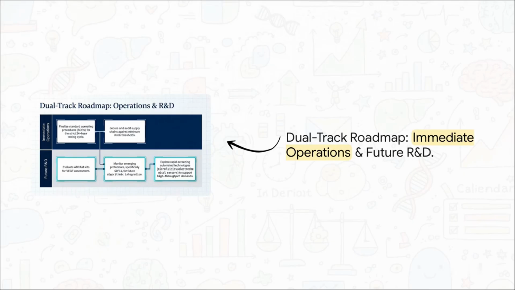Now, while immediate operations are locking down standard operating procedures for this insanely tight supply chain, the future R&D track definitely isn't sitting still. They're already evaluating ABCM kits for VEGF assessment and monitoring emerging proteomics, specifically proteins like GDF11, for future integration into the algorithm. They're also looking into rapid screening automated tech, like microfluidics, to support even higher throughput demands down the road.